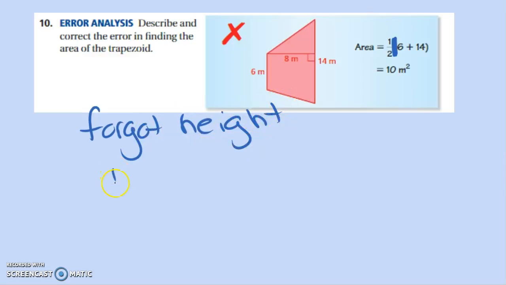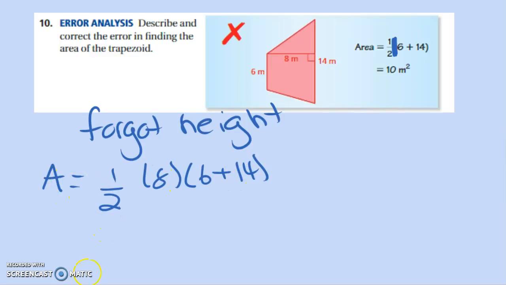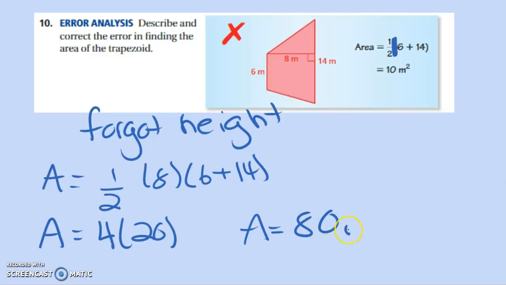So if you were to correct it, you would have 1/2 times 8 times 6 plus 14. Now I'm going to do the 1/2 times 8 first because that's easy. I'm going to get 4, and then the 6 plus 14 gives me 20. So my area altogether is going to be 80 meters squared.